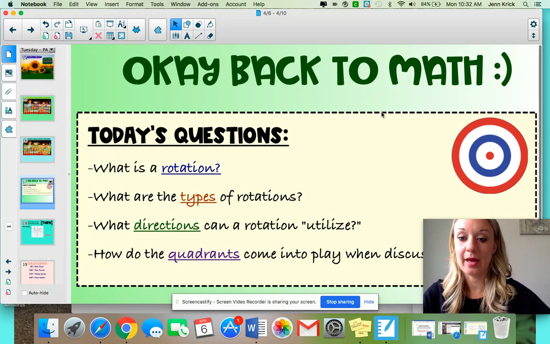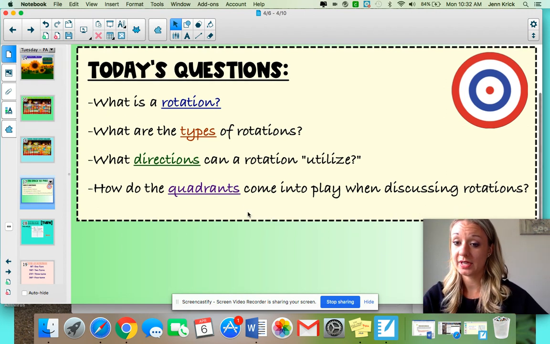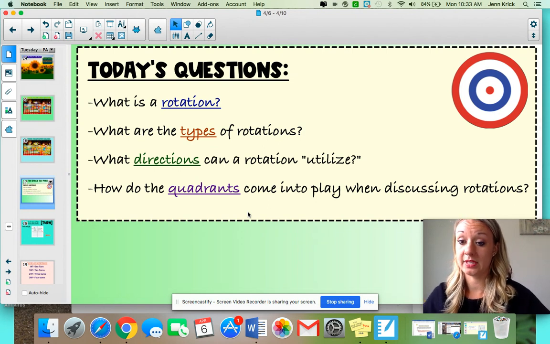Okay, so back to math. When we're talking about rotations, these are the driving questions that we're going to be thinking about as we go through the lesson. And I'm also going to come back to them at the end of the video just to recap with you and to make sure we've hit our objectives. Number one, what is a rotation? Number two, what are the different types of rotations? What directions can a rotation utilize? Like what directions can it go? And then how did the quadrants on your coordinate plane come into play when we're talking about rotations? Now we talked about the quadrants yesterday, so hopefully we haven't forgotten that in a span of 24 hours because it's going to help us out for today.